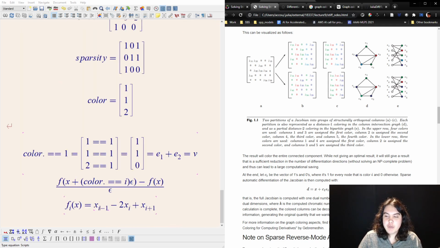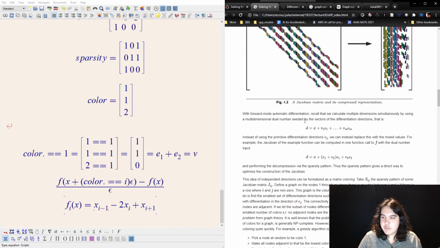Well, for forward mode AD, it's essentially the same thing. Remember that when we do forward mode AD, we give it these directional derivatives, these directional vectors, right? And we want to make sure that the algorithm works in such a way that E1 and E2 never show up in the same equation, because they need to be 0.